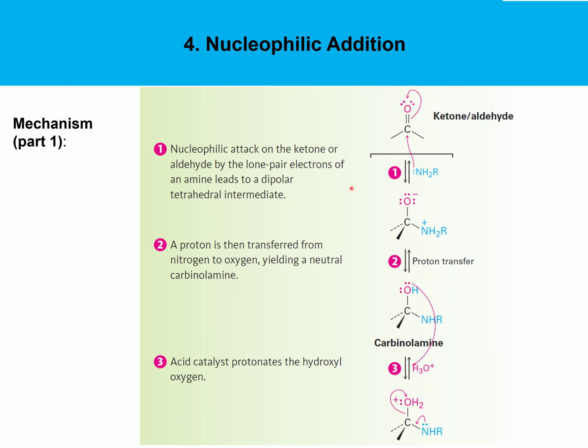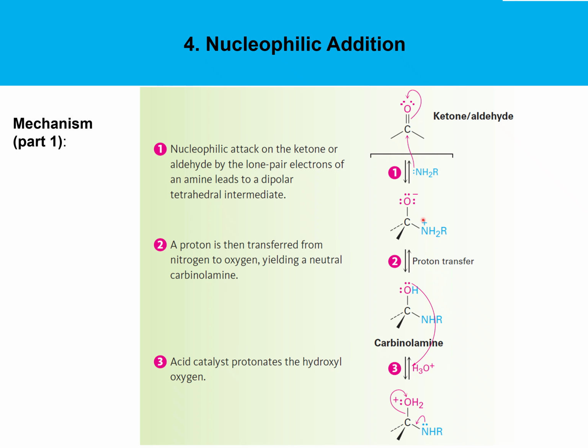Here's the mechanism for the addition of a primary amine or ammonia to a ketone or aldehyde. If we have a primary amine, it will add to the carbon of the carbonyl. Amines are better nucleophiles than water and alcohols, so they can add directly to the carbonyl carbon without the need of an acid first. That gives us a tetrahedral intermediate. The next step will be a proton transfer. This oxygen has a negative charge, so it wants a proton, and this nitrogen has a positive charge, so it wants to lose a proton.